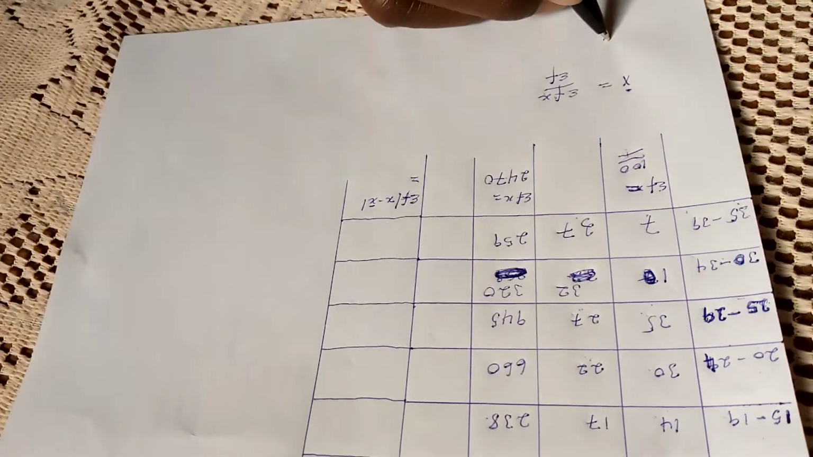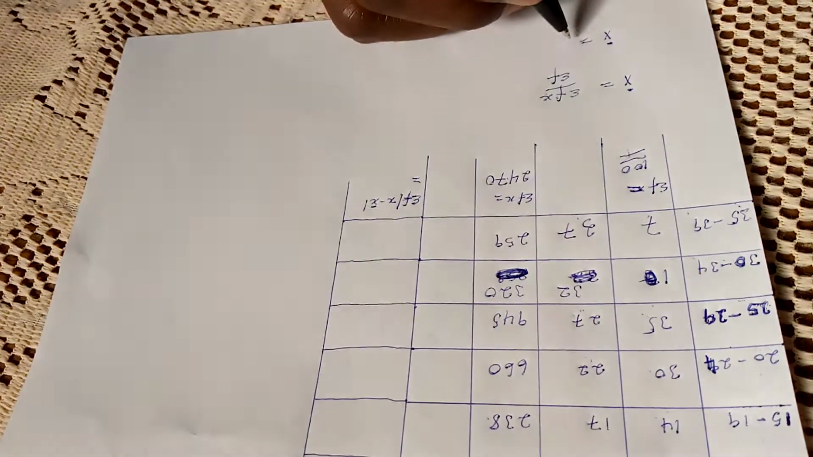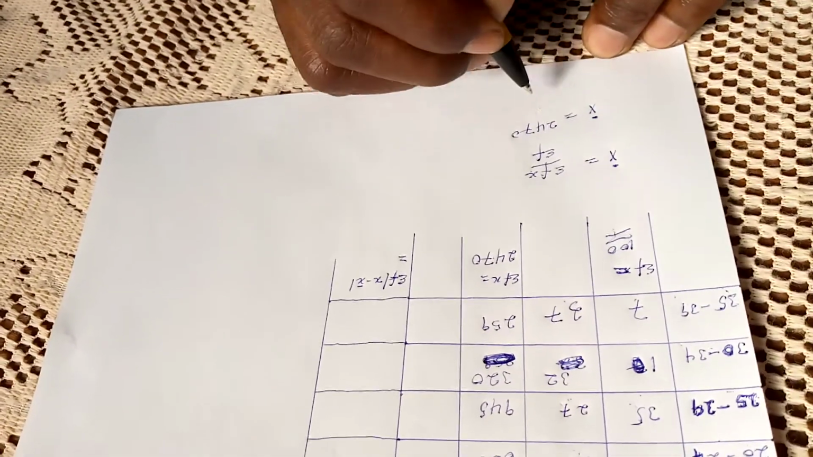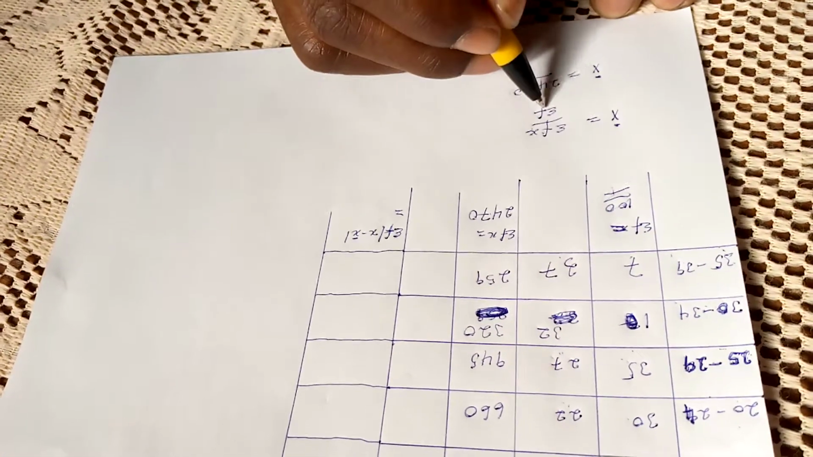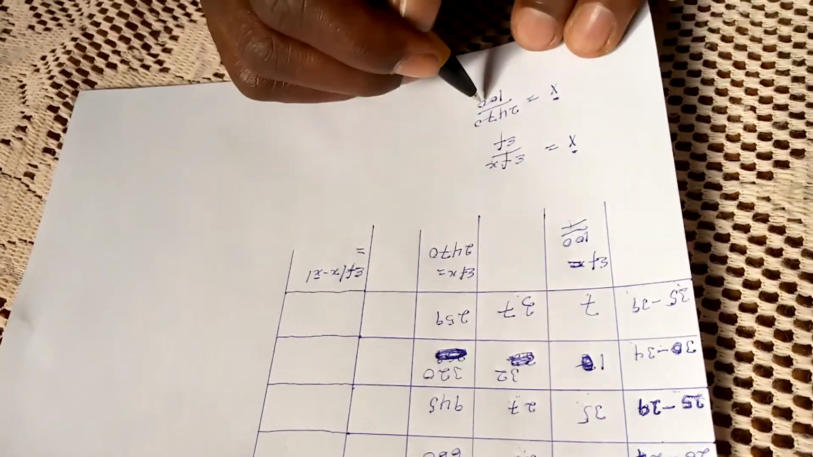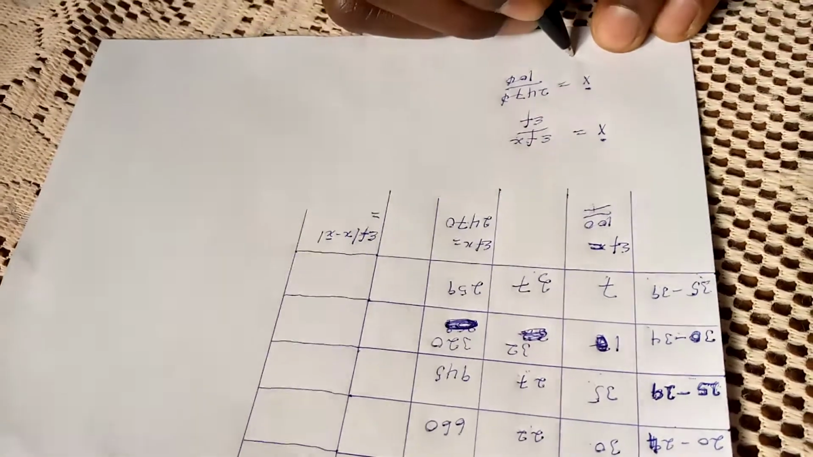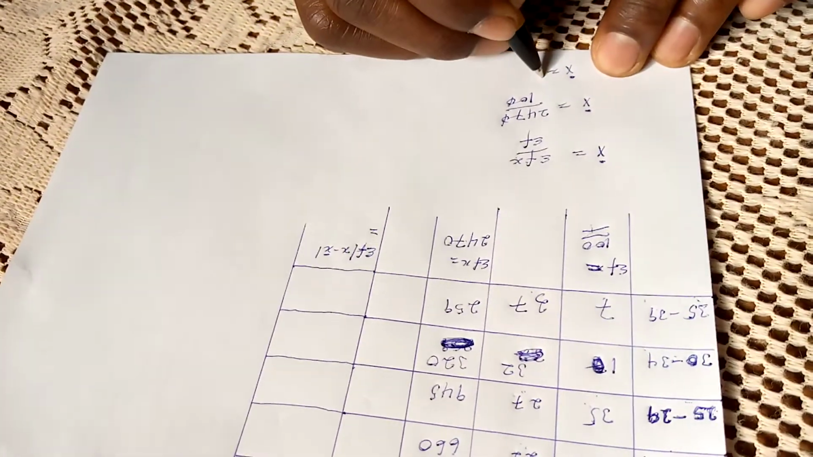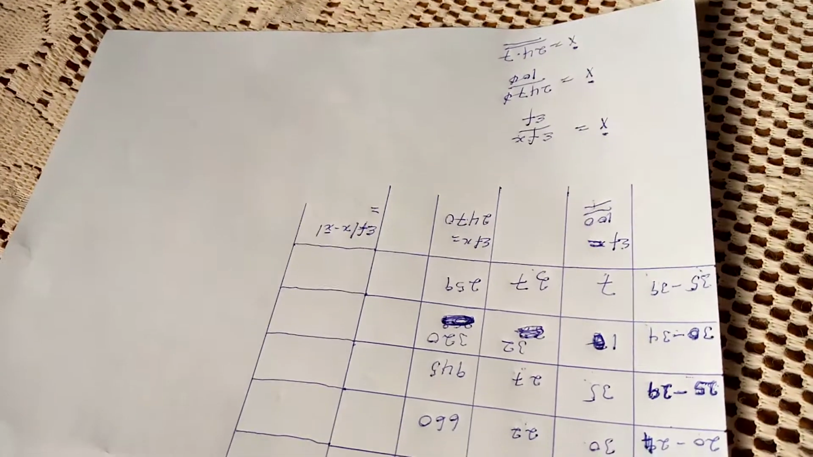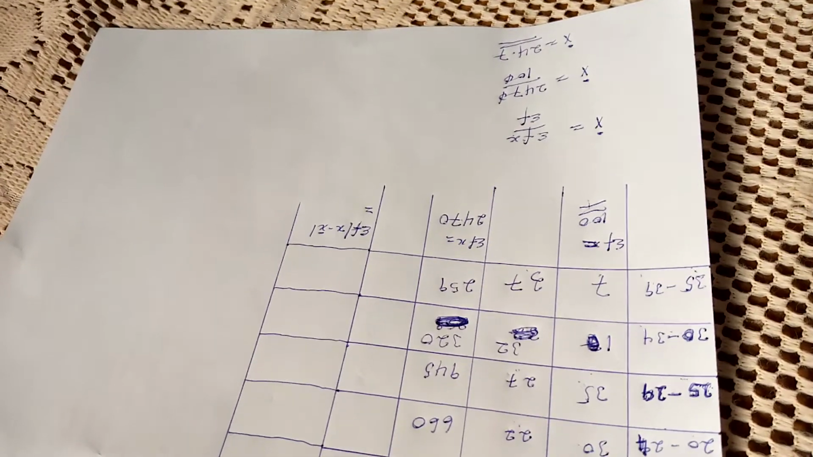So we write x bar is equal to the summation of f x, that is 2470, divided by the summation of f, that is 100. And if you divide this, you don't even need a calculator, you just move the point, and you have 24.7, and this is the mean age of the chickens, the average age of chickens in this.